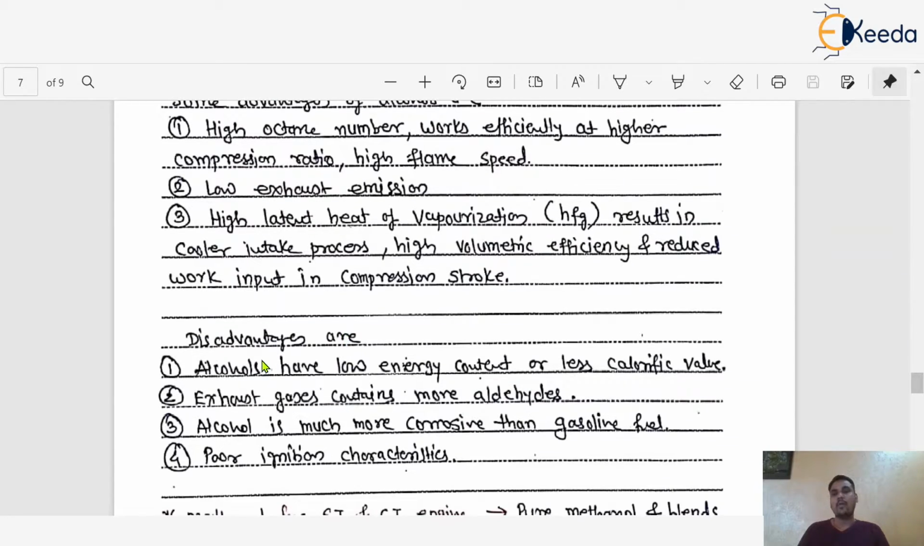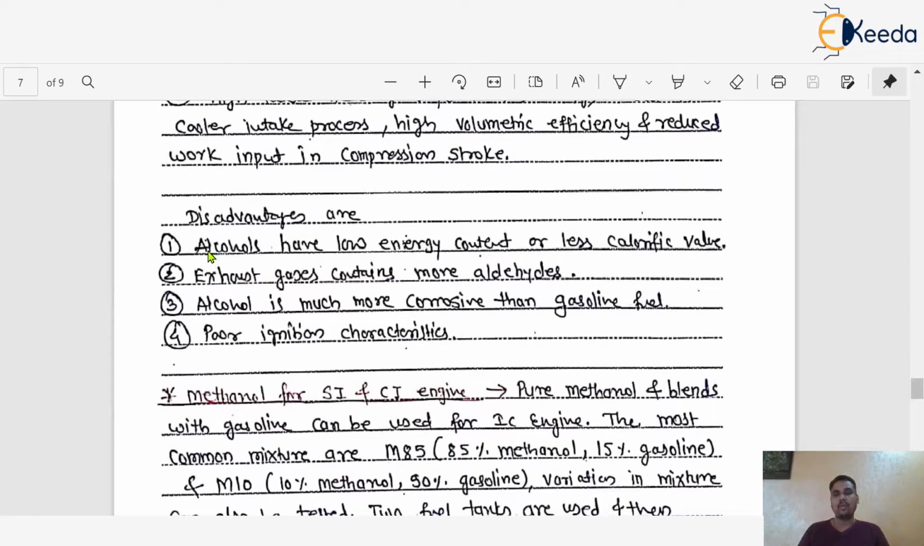When we talk about the disadvantages of alcohols, they have low energy content, that is, less calorific value. Exhaust gases contain more aldehydes. Alcohol is much more corrosive than gasoline fuel. It also has poor ignition characteristics. So a few disadvantages are also there.